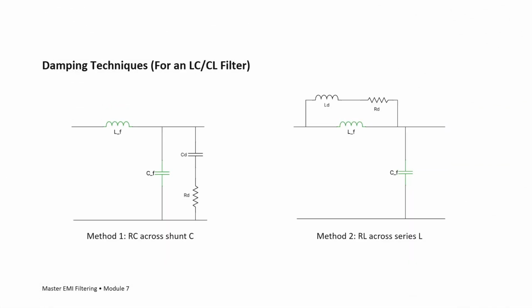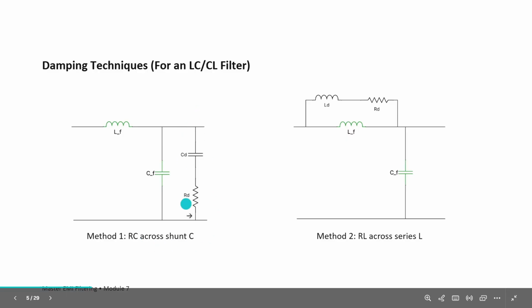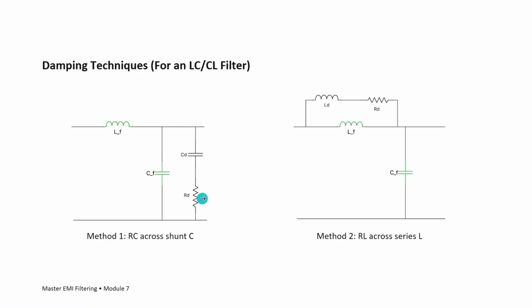So what are the popular or more common damping techniques that we have for LC or CL filters? We have two methods. The first one is the RC across shunt C. As you can see, we have an RC series circuit across the shunt C. Okay, C is part of the LC filter. And then method 2 is RL across series L. As you can see, we have an RL series circuit across the series L.